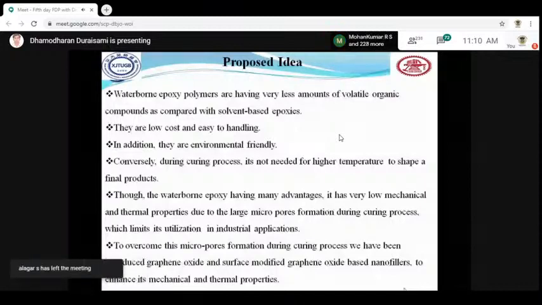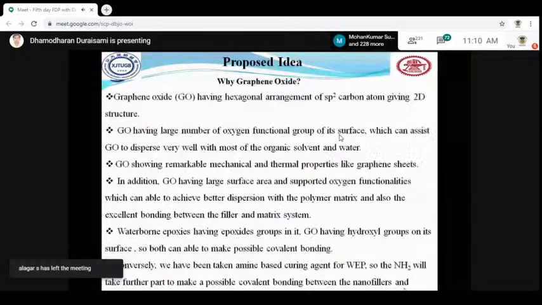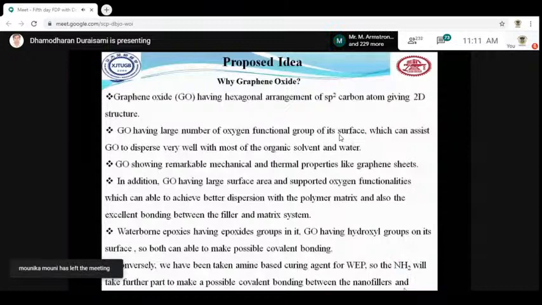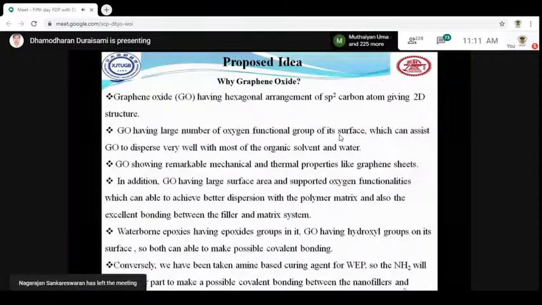So why graphene oxide? Graphene oxide is an sp2 carbon atom, 2D structure with a lot of oxygen functionalities on the surface, which lets it easily disperse GO into the WEP system. WEP means waterborne epoxy. GO also shows remarkable mechanical and thermal properties, like graphene sheets. It has a large surface area and supported oxygen functionalities, which give a better dispersion followed by covalent bond formation with our matrix system. That's why we used waterborne epoxy.